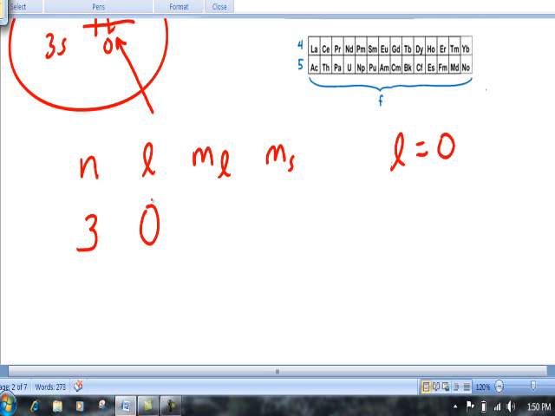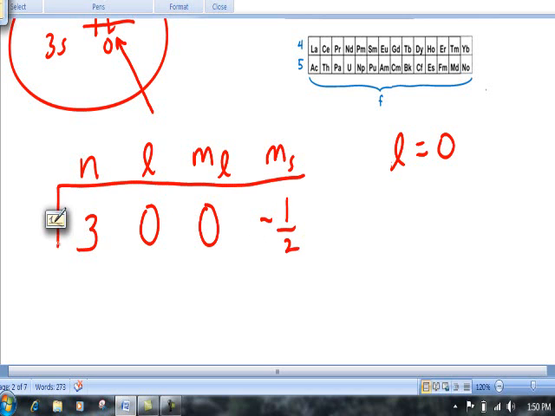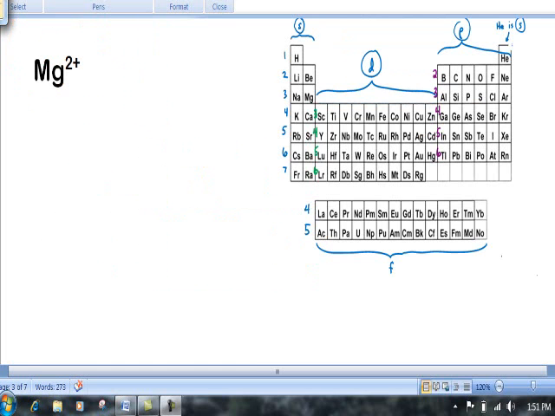The m sub L, once again, can range from positive L to negative L. For an s orbital, the only m sub L value possible is 0. So this becomes 0. M sub s, once again, if it's arrowhead up representing spin in one direction, it's positive 1/2. Arrowhead down, negative 1/2. The last electron placed in here was arrowhead down, so the m sub s number is negative 1/2. And this would be our four quantum numbers for the magnesium element.